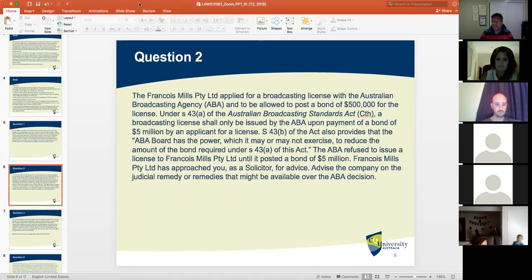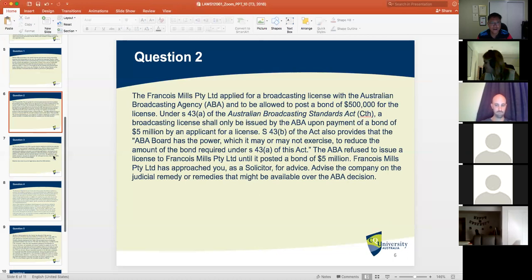So what it simply means is that judicial review is not always available, as we know, to every single executive decision, such as this one, because the ABA is simply exercising a power which has been given to it, and the exercise of a discretion is not controllable by the courts. We know that already, right? That's a matter of law. Okay, very good. Question 3.